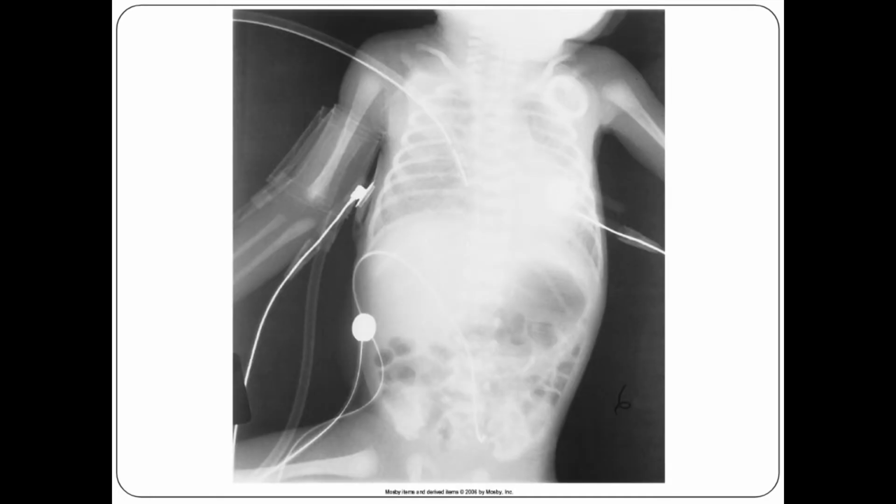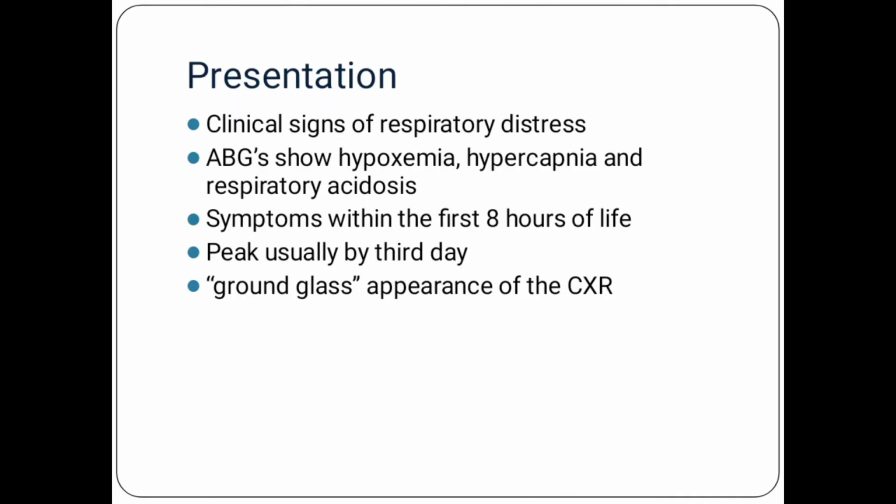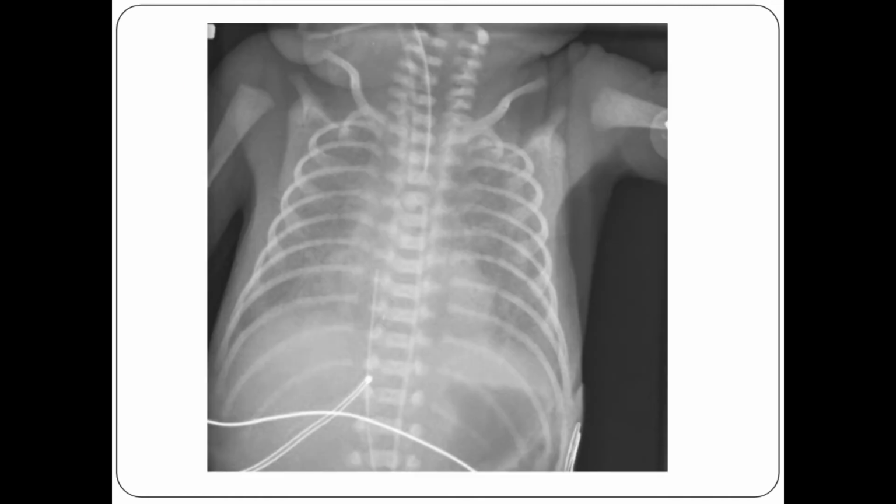This shows an X-ray image of idiopathic respiratory distress syndrome. Clinical signs of respiratory distress syndrome we can see in a child with these symptoms, and ABG values show hypoxemia, hypercapnia, and respiratory acidosis. Hypercapnia means increase of CO2 level. Symptoms appear within the first 8 hours of life, peaking usually by the third day. Ground glass appearance of the chest X-ray will occur.